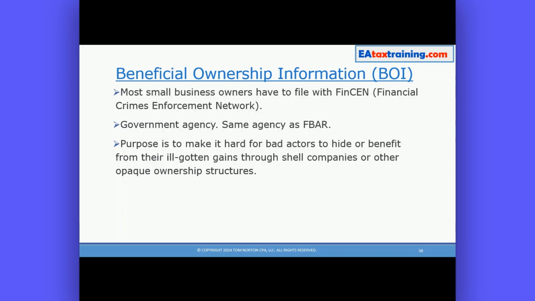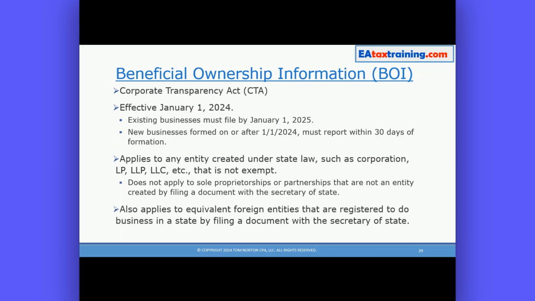So this BOI reporting is going to make people who own these types of entities or who have influence over these types of entities report their individual information to the government. This was authorized by the Corporate Transparency Act, and it is effective January 1st of 2024.